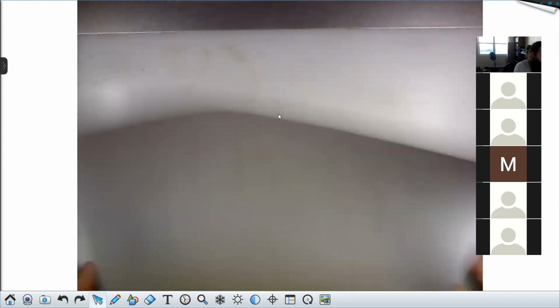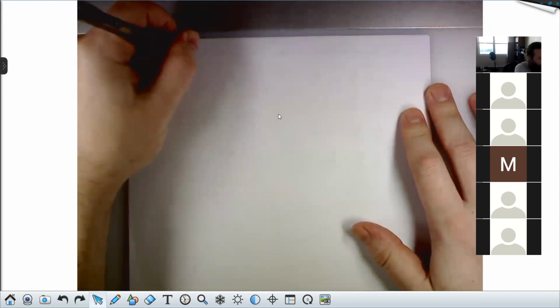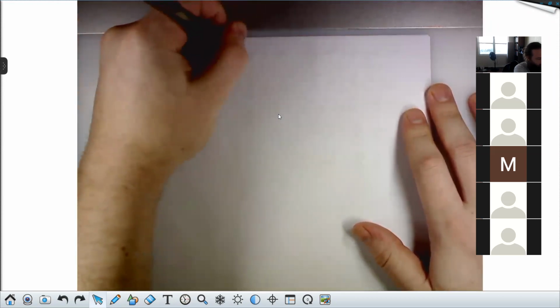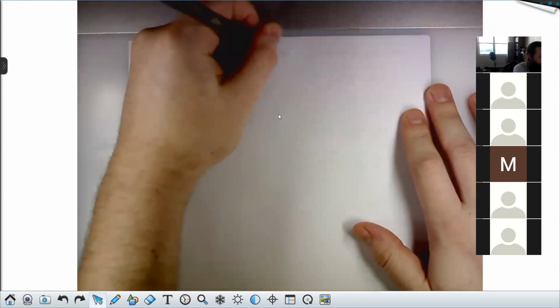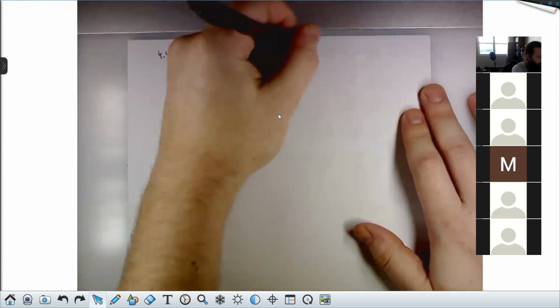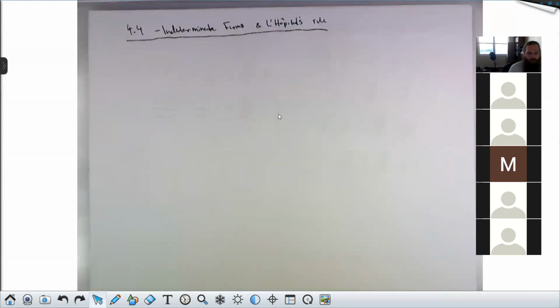So on to the lesson for today. Today we're talking about indeterminate forms and L'Hopital's rule. This is section 4.4. This is something that's going to be important for us, and then it'll be important again in Calc 2, very much so. I'm going to state the theorem real quick, but then I'm going to show you lots of ways to use it.